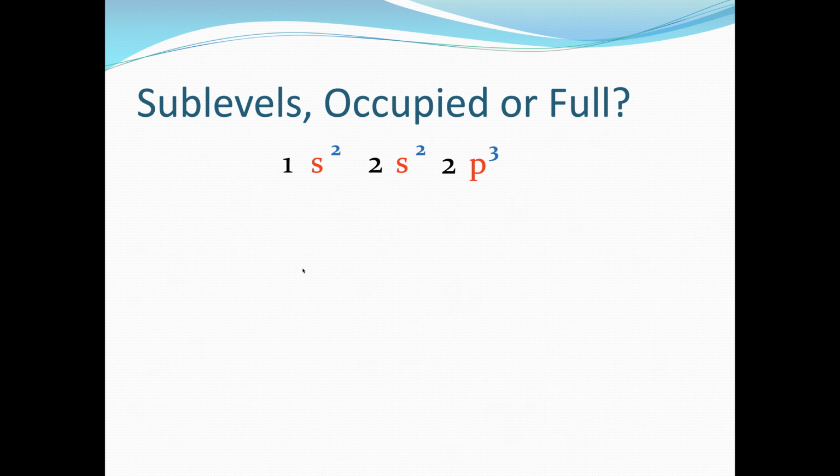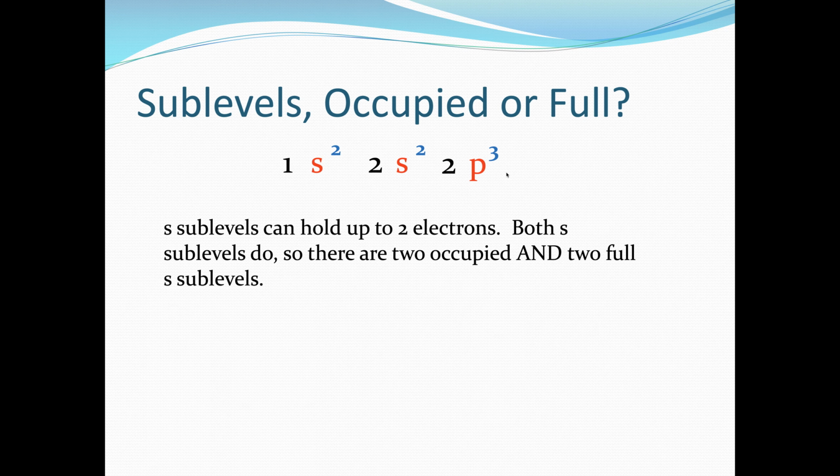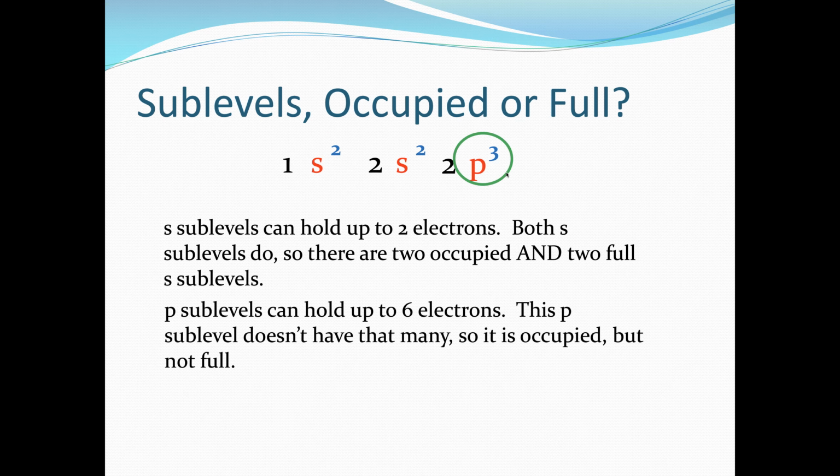Okay, now we're going to do sublevels. We have 3 sublevels here, 1s, 2s, and 2p. Therefore, we have 3 occupied sublevels. S can hold up to 2, so these 2 s sublevels are full. P can hold up to 6. Right now, it's only holding 3. So this one is only occupied, not full. So we have 3 occupied, but only 2 full.